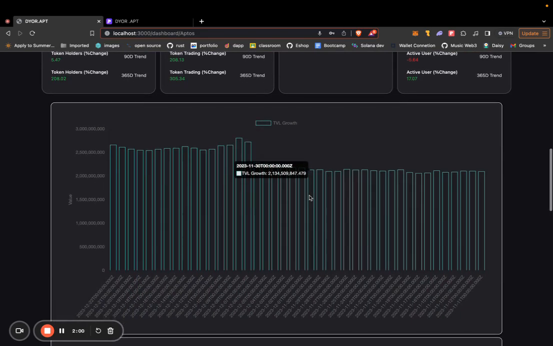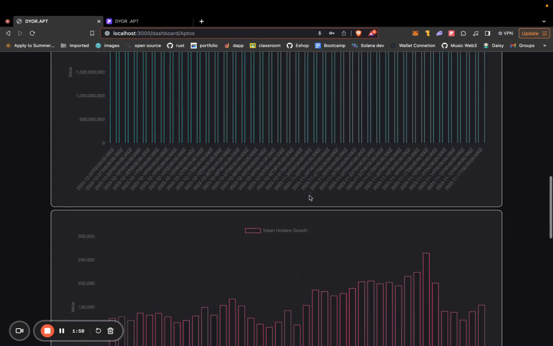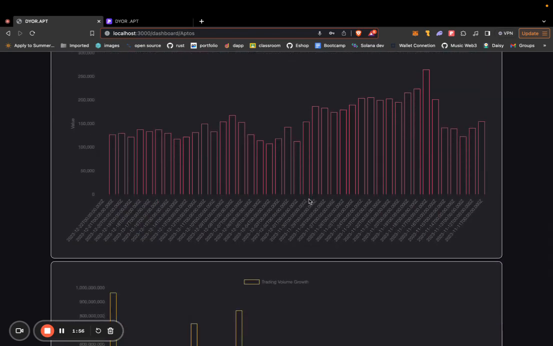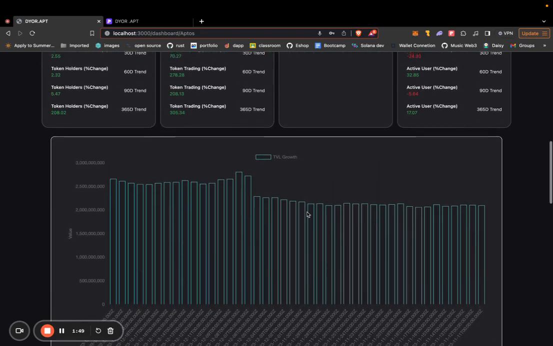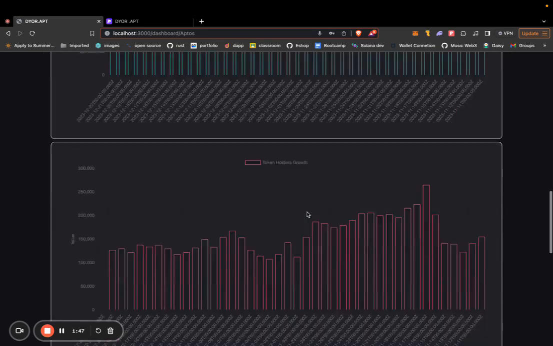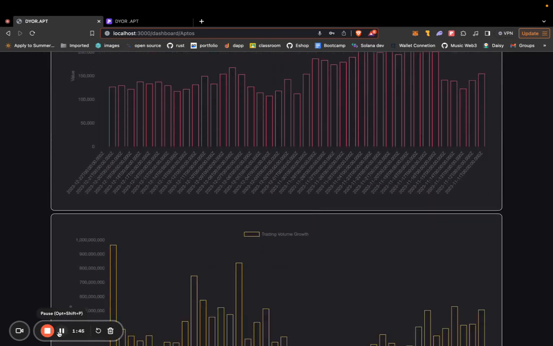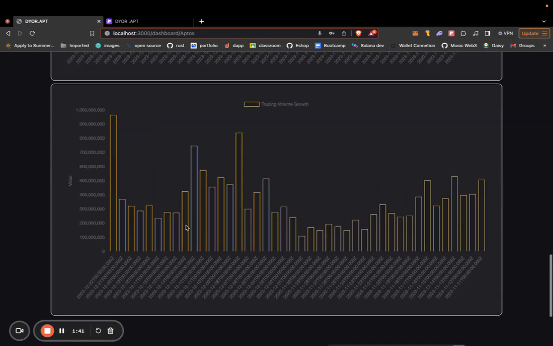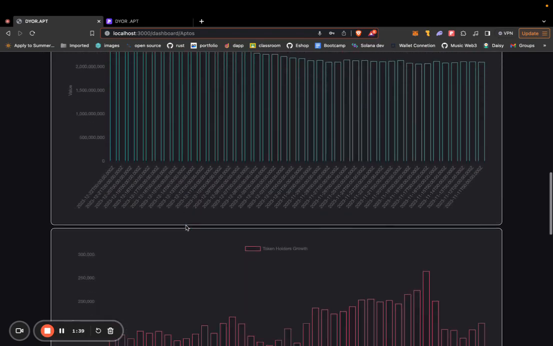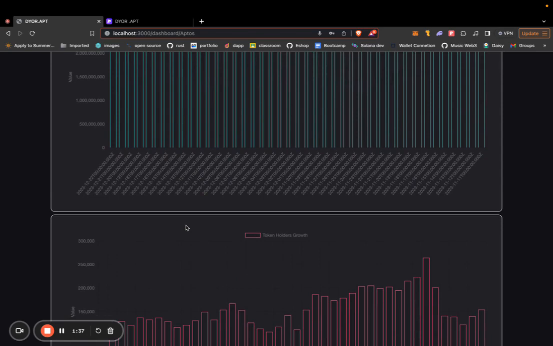After that, you can see more analysis views of the token on the basis of the time interval: TVL growth, then token holders growth, and then the token trading volume growth. So these are some analysis views based on the tokens. These are some graphical analyses of the tokens based on the volume growth, TVL growth, and mapping with the time intervals of the frame.